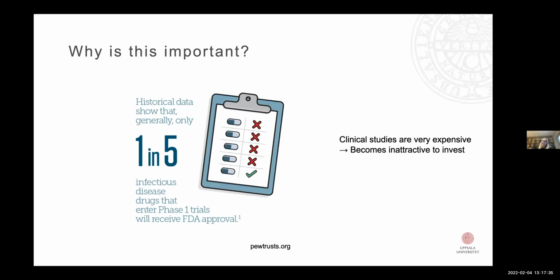So why is this important? Well, you probably have heard before that it's not just about getting a compound that seems to work in vitro or in vivo, it also needs to have properties that make it efficacious in clinical trials. And there are many things that can happen during the course of clinical trials. As you know, they are very expensive, and we need to find ways to reduce the cost so that it becomes more attractive.